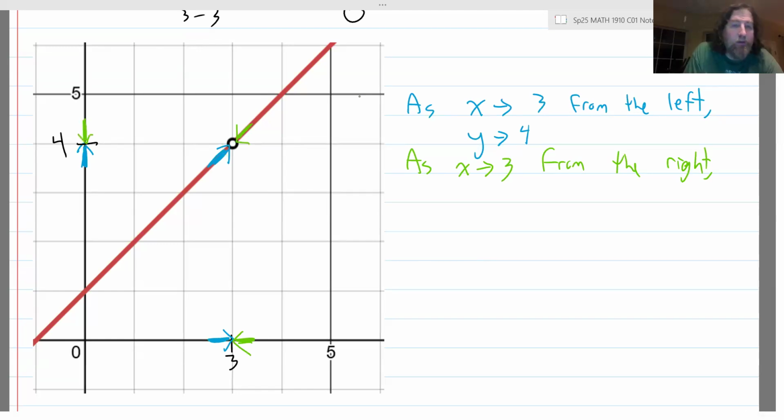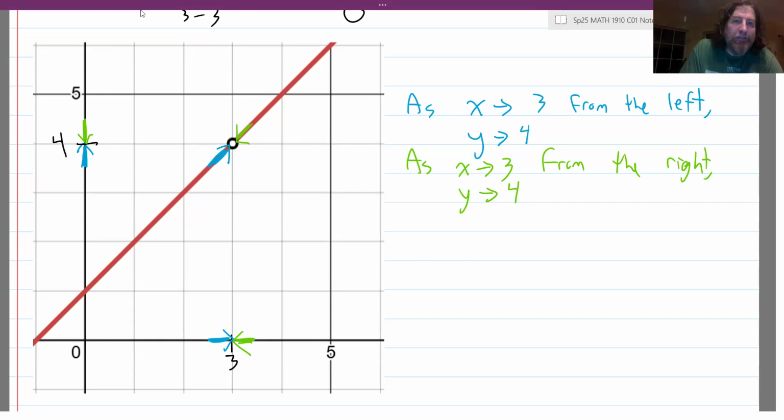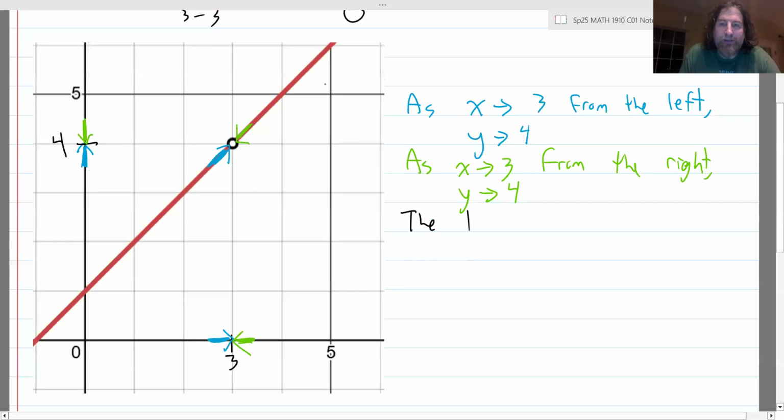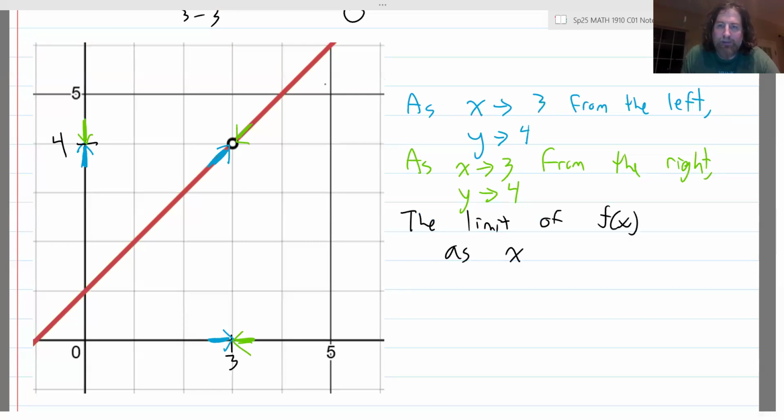And on the y-axis, they're approaching y equals 4. So y is approaching 4. Now, we call this a limit. Really, it's the limit of the function. The limit of f of x as x approaches 3 is 4.